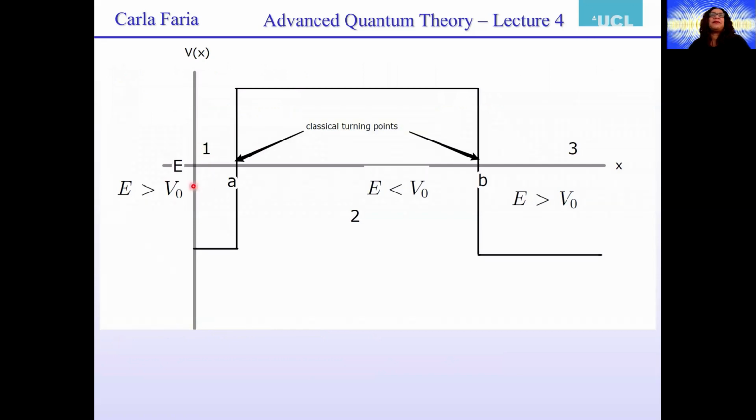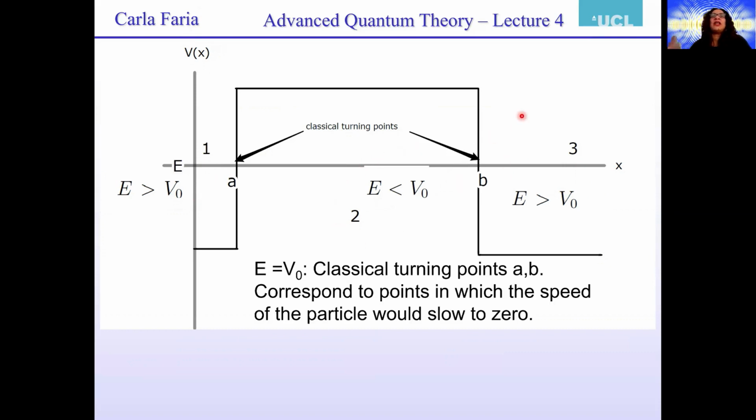For instance, if you have this, right? We have here a potential step of height V0. So this is the potential plotted as a function of x, the x coordinate. Here you have a particle whose energy is E. In this region and this region, E is larger than V0, but here in region 2, E is smaller than V0. And when E is equal to V0, which happens here and here, in points A and B, we have what we call classical turning points, because these points would correspond to points in which the speed of a classical particle would slow to 0.